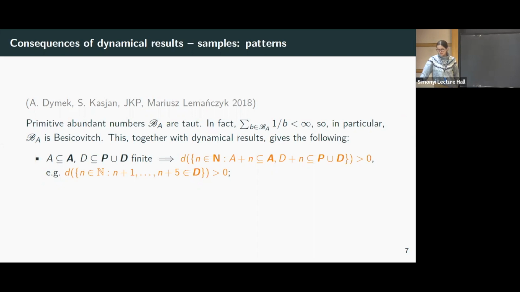So we are looking at repetitive patterns. We fix a finite subset of abundant numbers. We fix a finite subset of the union of primitive and deficient numbers. And we want to see if we will see the same pattern somewhere further. The answer is yes. And not only will we see it infinitely many times, but also with positive density. So for example, if I want to see 5 consecutive deficient numbers, I will see it with positive density. I cannot see 6 because, well, 6 is not deficient.